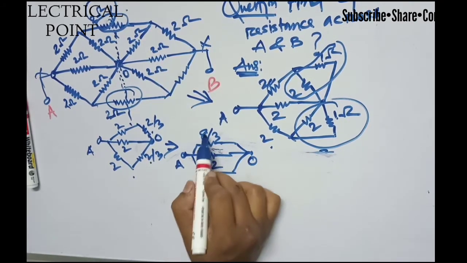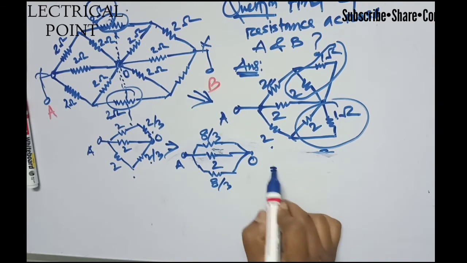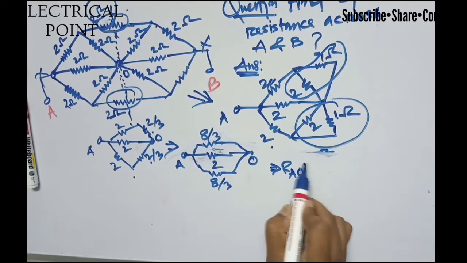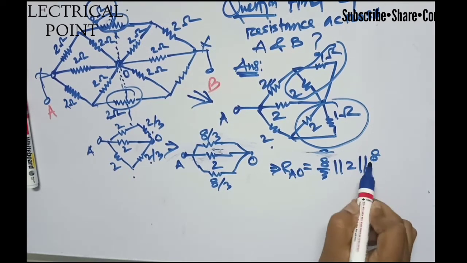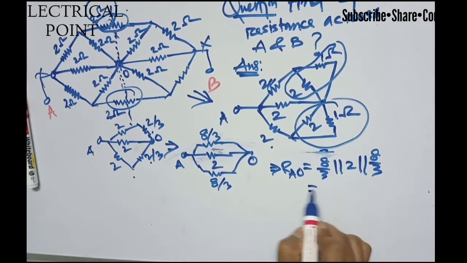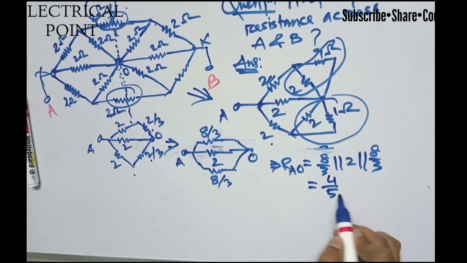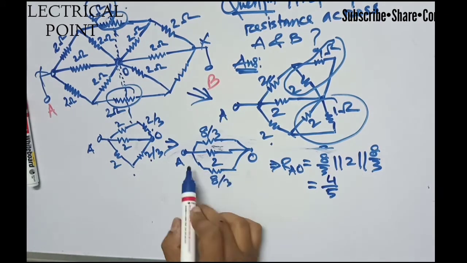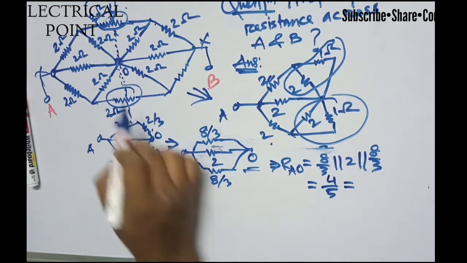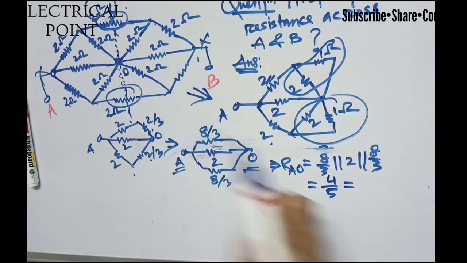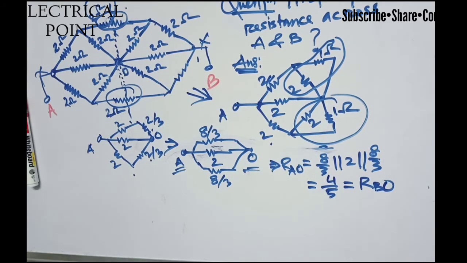Now you can see these three resistances are in parallel. So we can calculate RAO as 8 by 3 parallel to 2 parallel to 8 by 3, and if you calculate this, you will get the answer 4 by 5. You can see we have calculated the resistance across A and O point. So this will also be equal to the resistance across O and B point, so this will also be RBO.